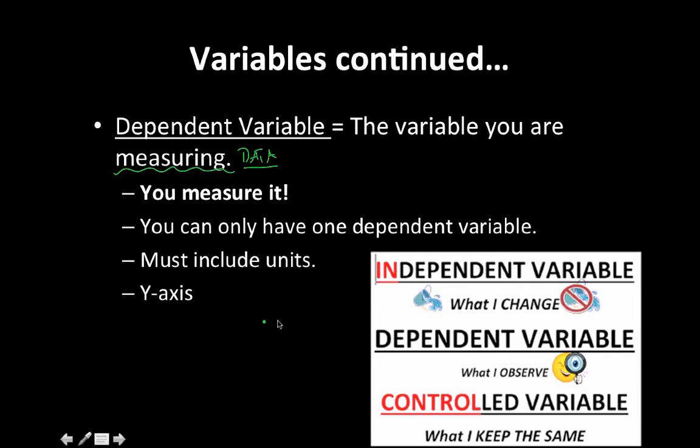Must include units, y-axis. This is a cool picture here. Something to help you keep them straight. I know I used to forget this stuff when I first learned it. Independent, what I change, the I in independent. Dependent variable, what you observe. And controlled is what you keep the same.